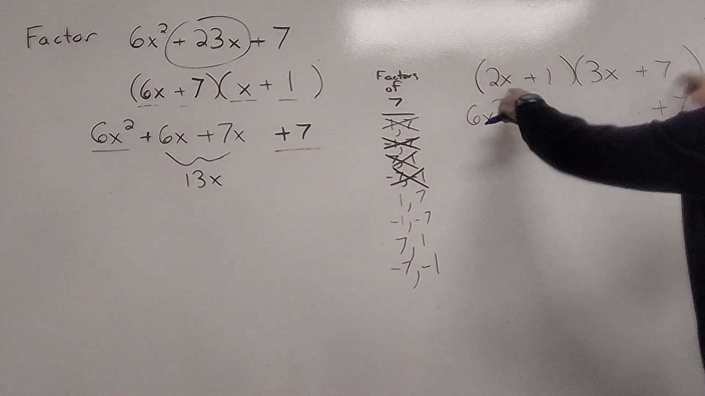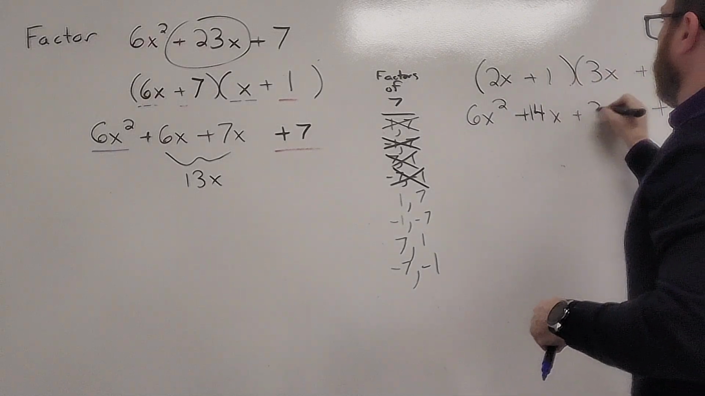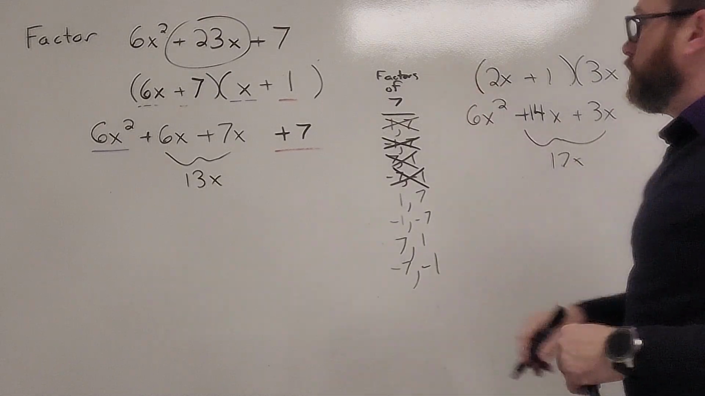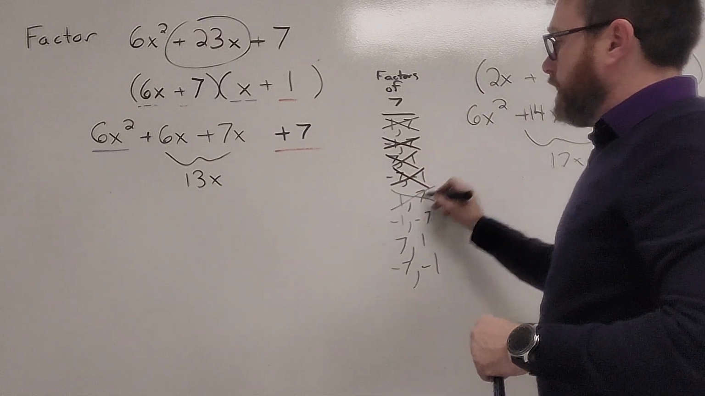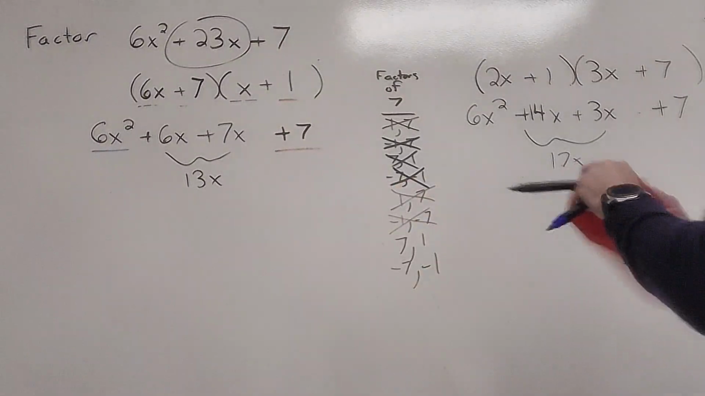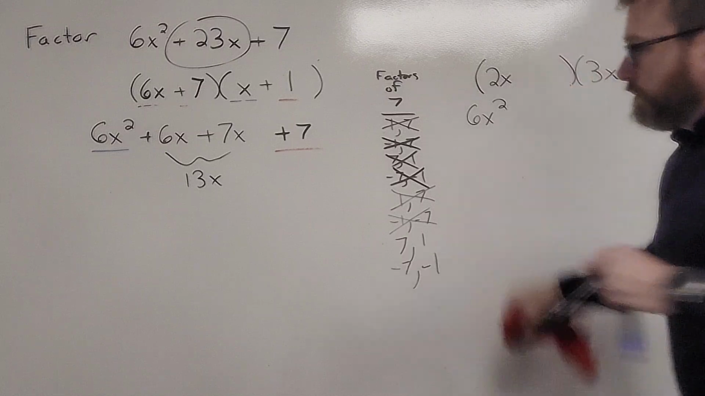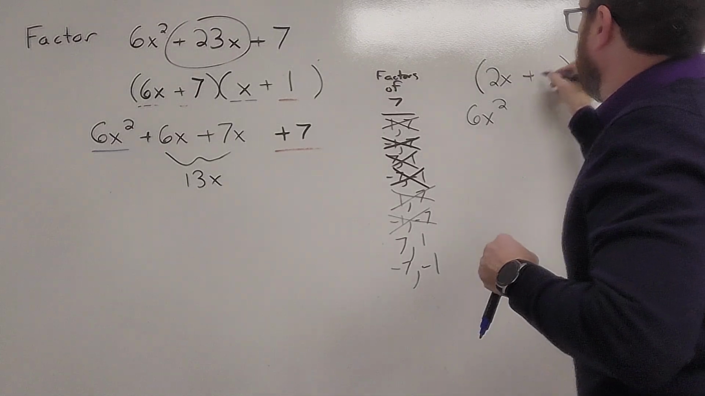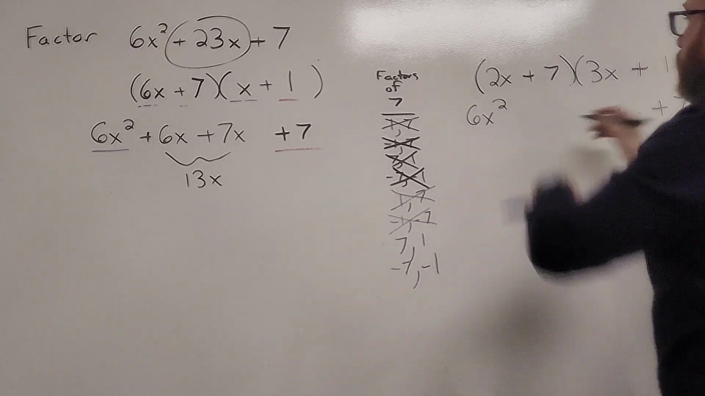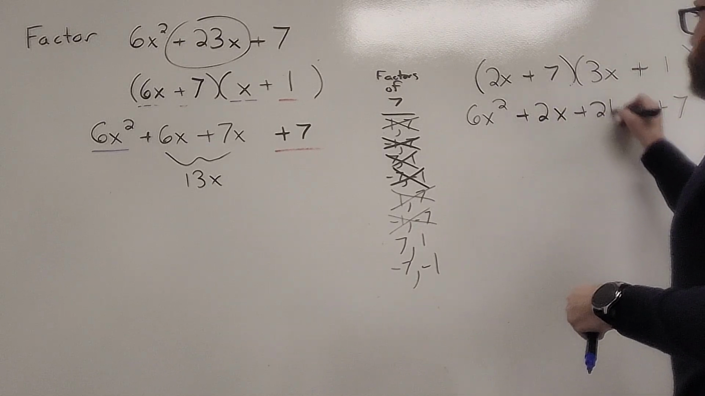So 7 times 2 is going to be plus 14x. And then 1 times 3 is plus 3x. So that's 17x. That's not a 23 we're looking for. This will give us 17. This will give us negative 17x. So let's switch the orders and see if that'll work for us. So let's try plus 7 and plus 1. So 2 times 1 is plus 2x. 3 times 7 is plus 21x. So we're looking good here.